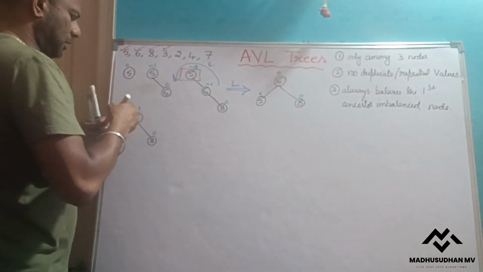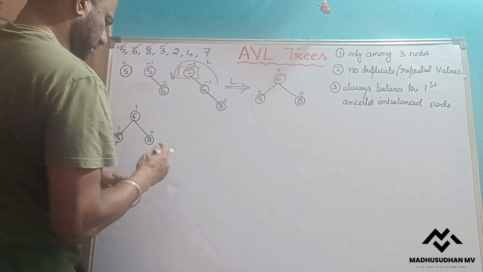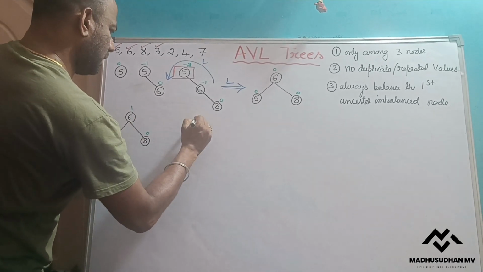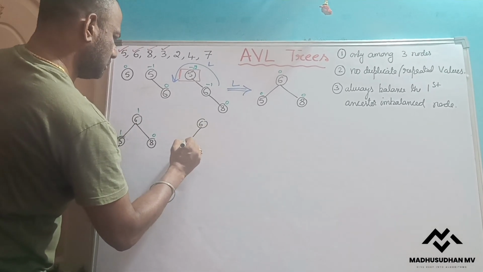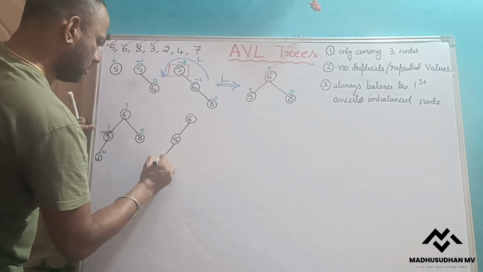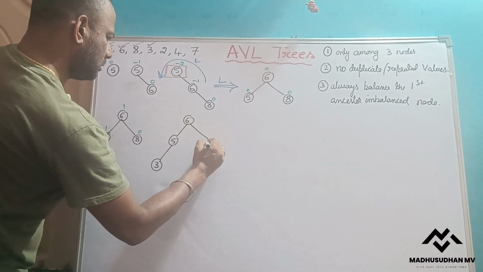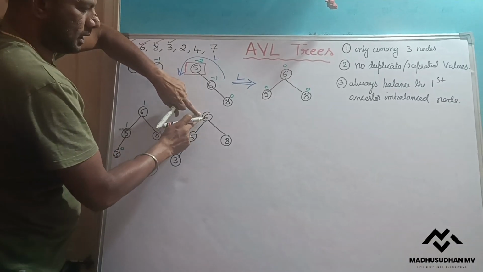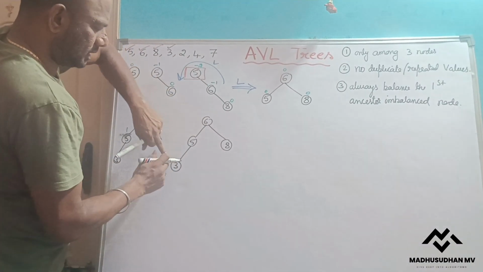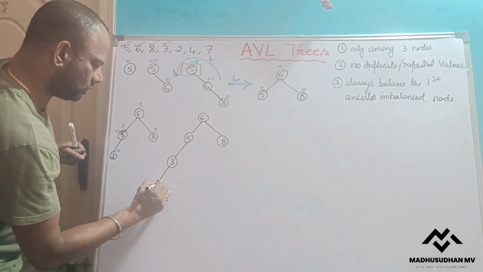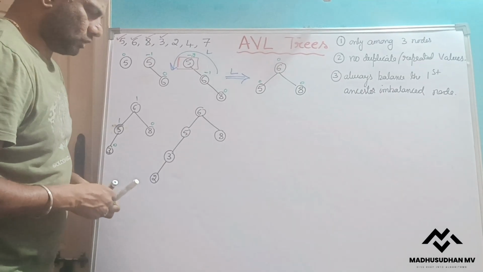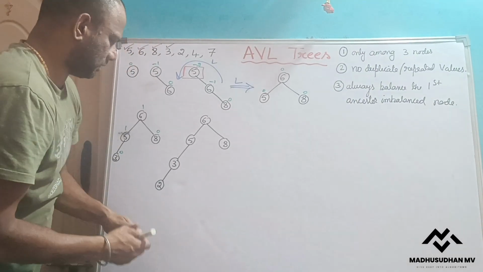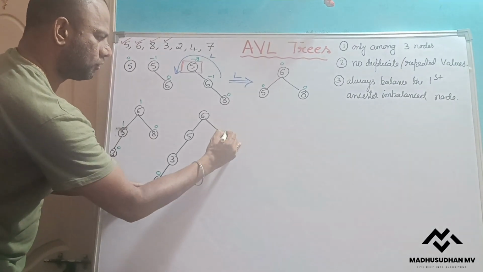Now check the next element, 2. I'll rewrite the same tree again: 6, 5, 3, 8. Now the next element is 2. Lesser than, come here; lesser than, come here; lesser than. So I'm inserting 2 here. Now again calculate the balance factor. Leaf node 0, leaf node 0.